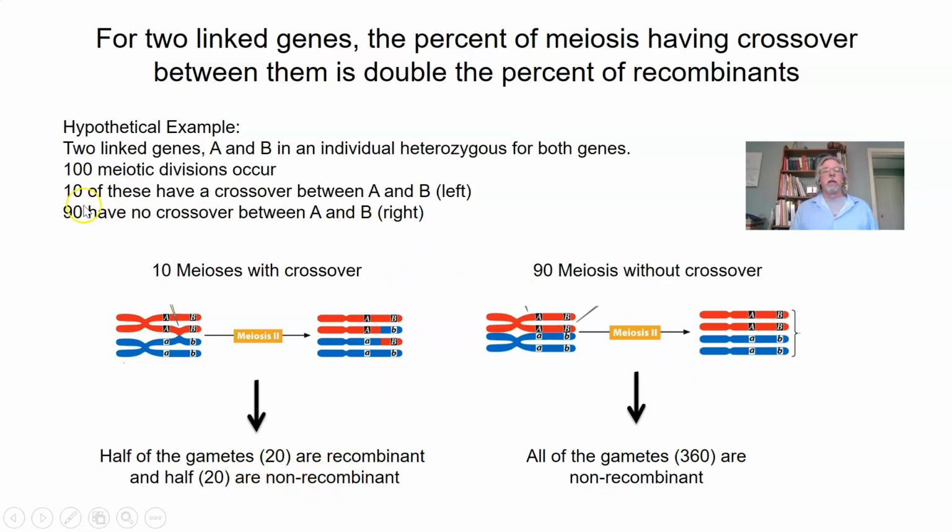All right, the remaining 90 meioses will not have crossover. And what's going to result from that is none of these chromosomes and none of the gametes containing those chromosomes will be recombinants. So all of the gametes from these 90 meioses, 360 gametes total, will be non-recombinant. All right, let's take a look at an accounting of these numbers on the next slide.